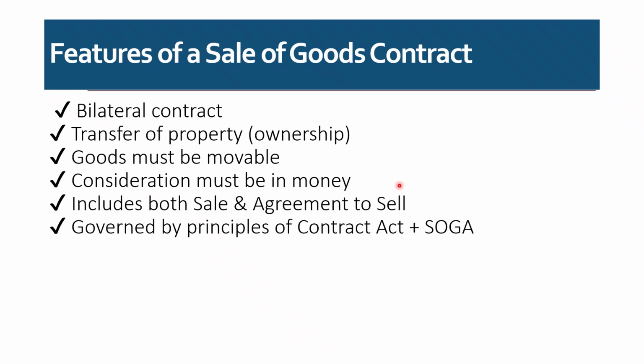Then we say that it should cover both sale and agreement to sell. So immediate transfer is nothing but the sale and the future transfer is nothing but agreement to sell. That is what we had learned in the last slide also. And finally, it should be governed by principles of the Contract Act plus SOGA. Basic rules from the Indian Contract Act also apply. So these features differentiate a sale contract from other types of agreements.